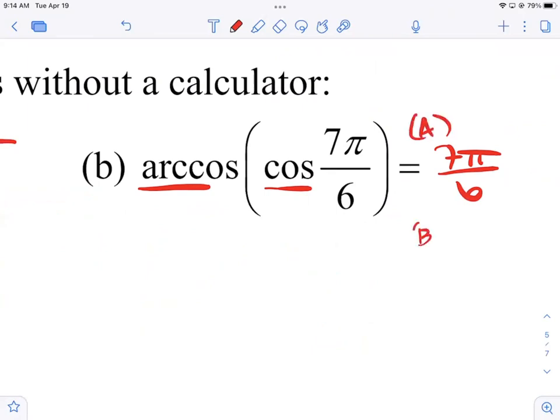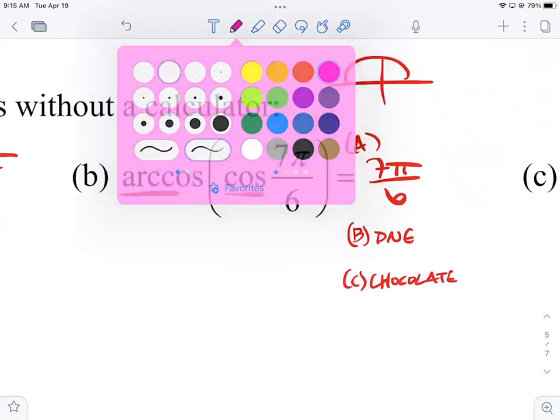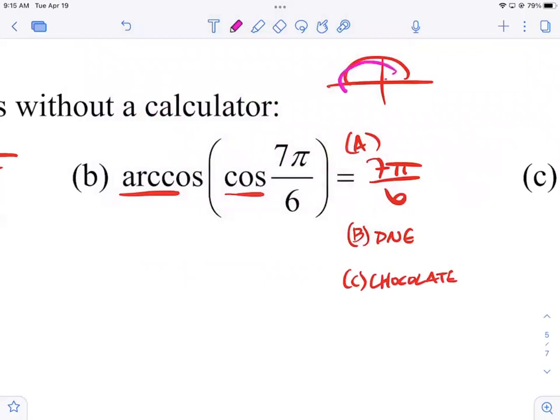Answer choice A, answer choice B, answer choice C would be like chocolate. That's tempting for everybody. Oh, right. 7π/6 is not in the PVR. It's a little bit past. It's over here. So, yeah, it's in quadrant 3.